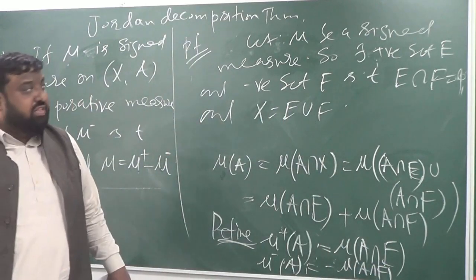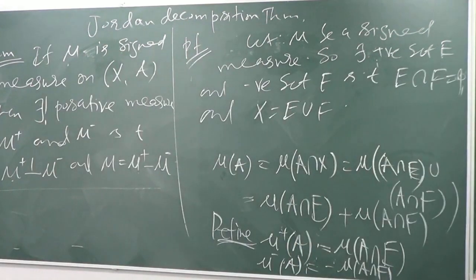Okay? Because if this would be the case, we are done with what we call the existence result, because this is the same as saying that mu of A is the same as mu plus of A minus mu minus of A. Okay. That is, mu is the same as this difference.